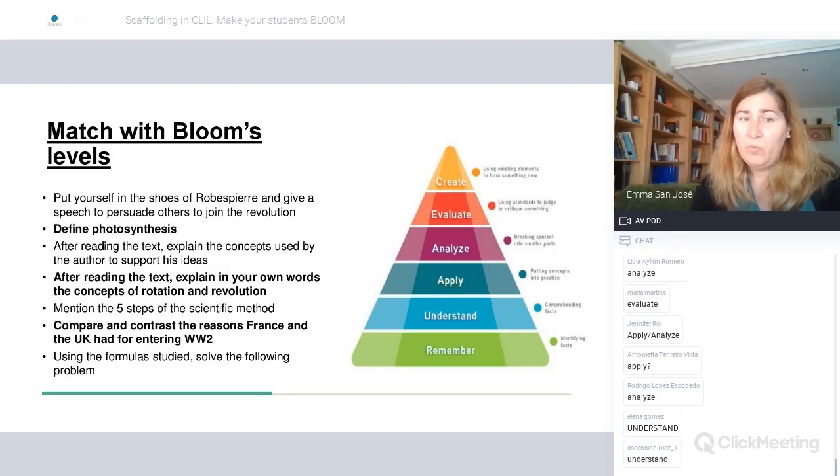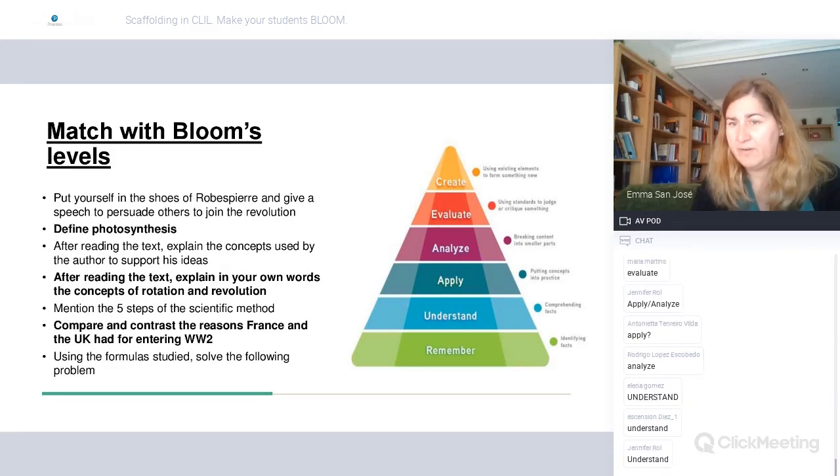If we have to explain in your own words the concepts of rotation and revolution, it would be like what we said before about photosynthesis, but changing the words, so closer to understand exactly. Okay. And mentioning the 5 steps of the scientific method, also remember and understand if they change the words, but that's it.